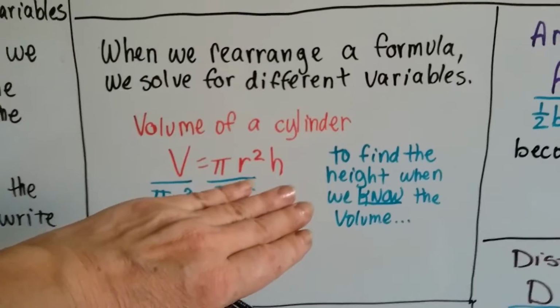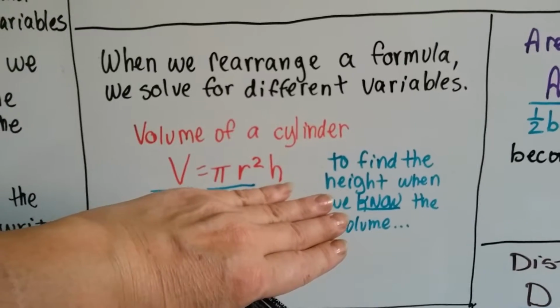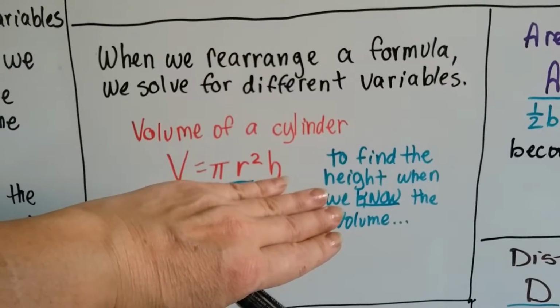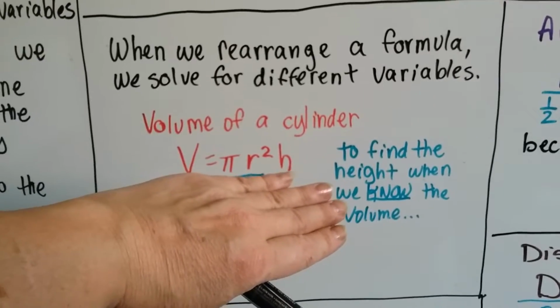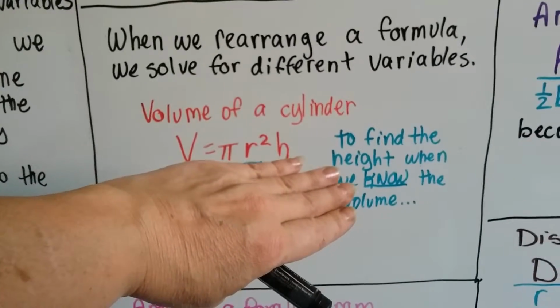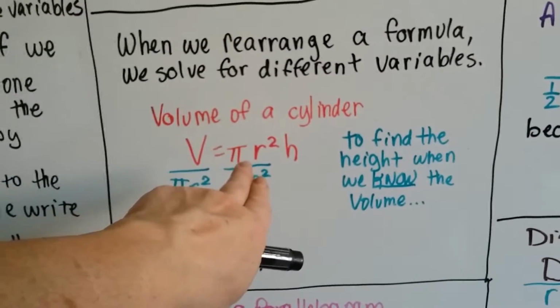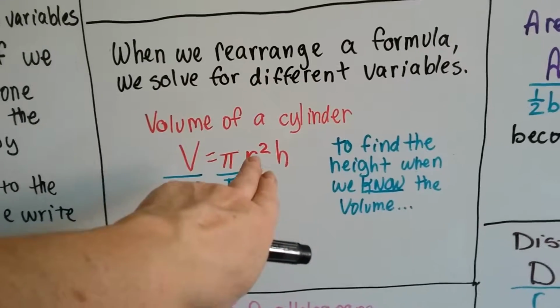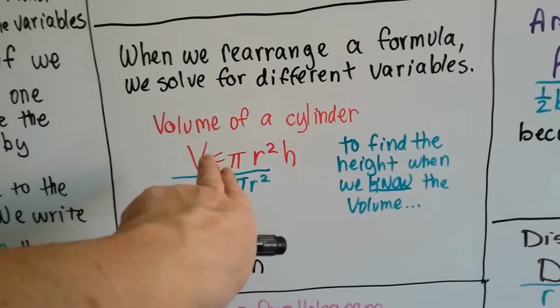In the volume of a cylinder, it's V equals pi r squared h. That means the volume is equal to pi, 3.14, times the radius squared times the height. And that means that we're trying to figure out what the V, the volume, is. It means that we know what these are. We know pi is 3.14. We have the measurement for the radius and we have the measurement for the height. And then we try to find out what the V is.